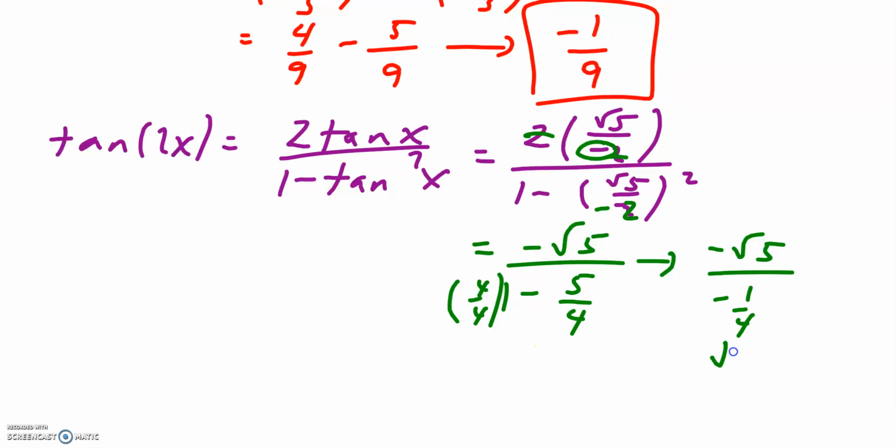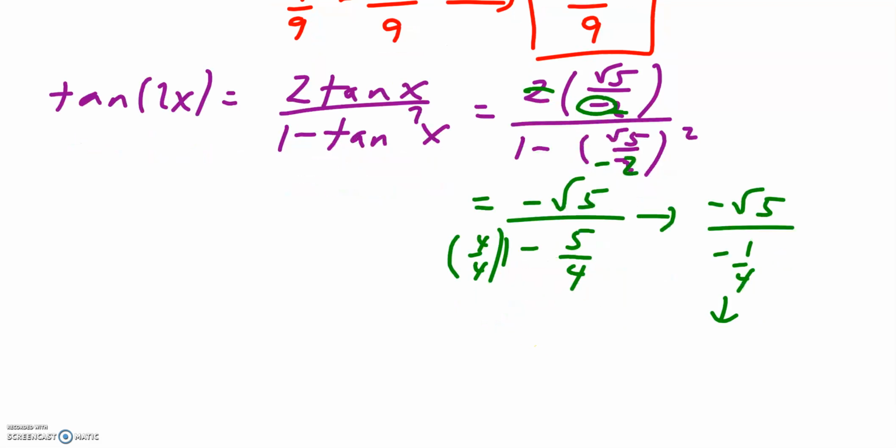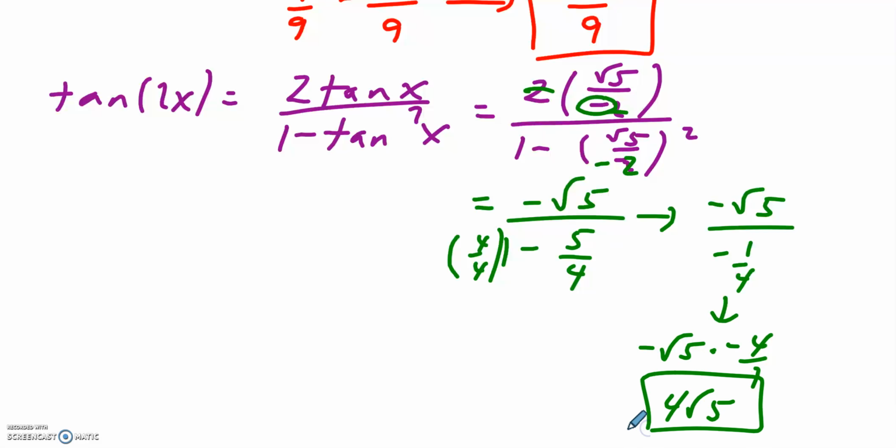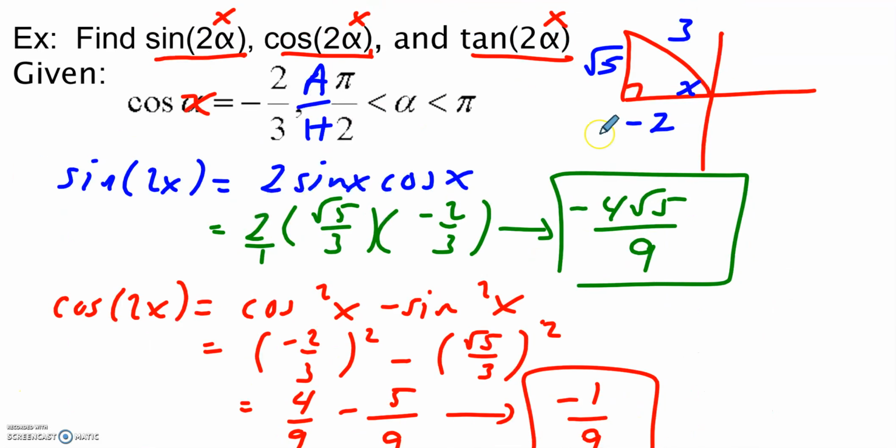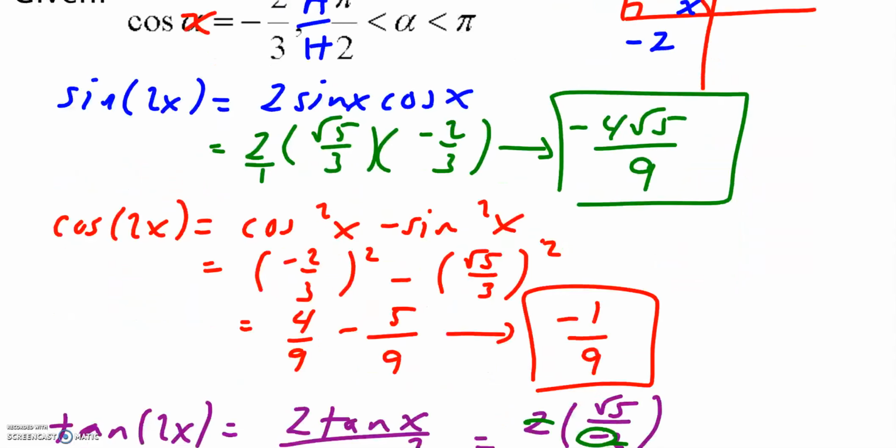If I multiply by the reciprocal, because I'm taking a fraction divided by a fraction, this is the same as negative root 5 times the reciprocal of negative 4 over 1. Negative times negative is a positive. Specifically, my answer is a positive 4 root 5. So just like the last video, the triangle is going to help you find the ratios that you need to find every single one of these, even if you don't know what the angle is up front.